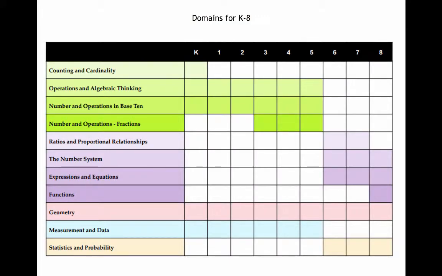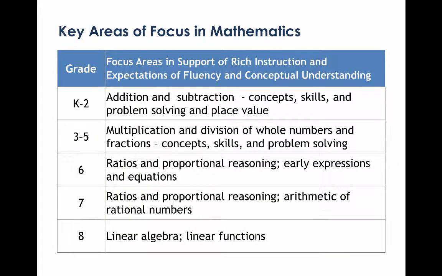This slide shows the domains in the Common Core map. The highlighted area shows what domain will be addressed at each grade level. And this slide shows where the focus will be at each of those grade levels. For example, K through 2 focuses on addition and subtraction, where grades 3 through 5 focuses on multiplication and division.